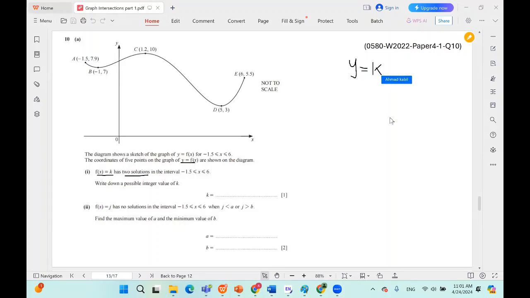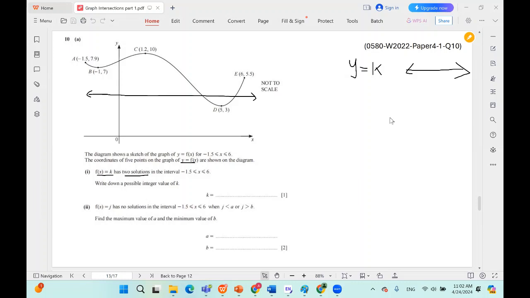The graph of this expression is a horizontal line: y equals 5, y equals 6. All of these would be horizontal lines cutting the y-axis at k. So what horizontal line would cut this curve twice? Let me draw an example of a line here. So this line here would cut the curve twice. So what possible values are there for the value of k?